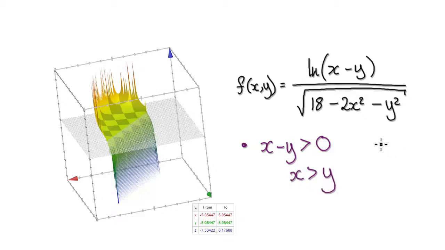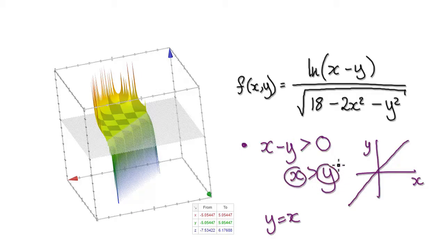So in your mind, picture this xy plane, and y equals x. Draw that in your mind. It will look something like this, but we want x to be bigger than y. So we are talking about this region here where x is bigger than y. So at the back of your mind, picture this.